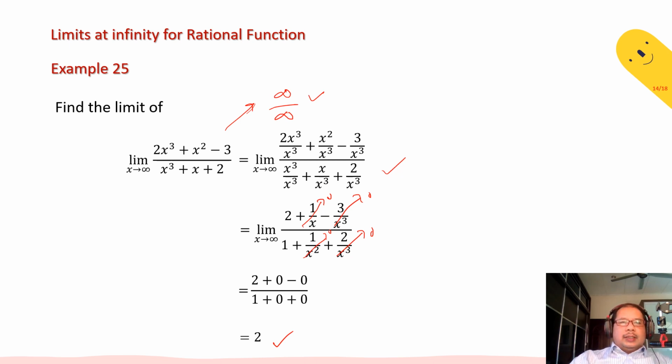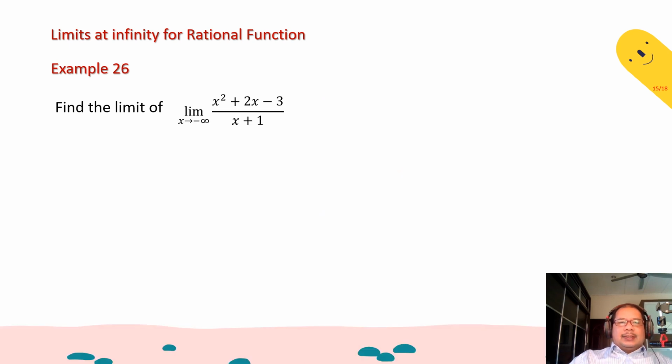Okay, now we go to example 26. The limit as x approaches negative infinity of x squared plus 2x minus 3 over x plus 1. Now we substitute negative infinity squared, we get positive infinity. This is positive infinity plus positive infinity minus 3, so you get infinity over negative infinity plus 1, which is negative infinity. So look at here, that means positive divided by negative infinity.